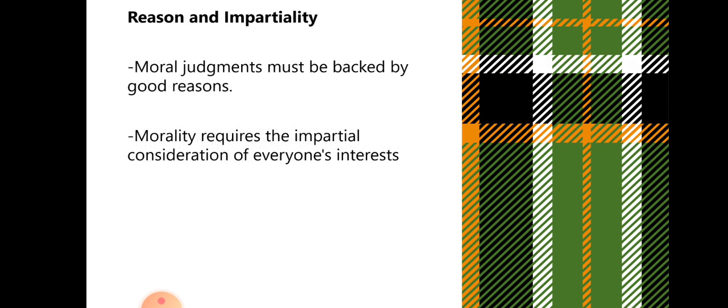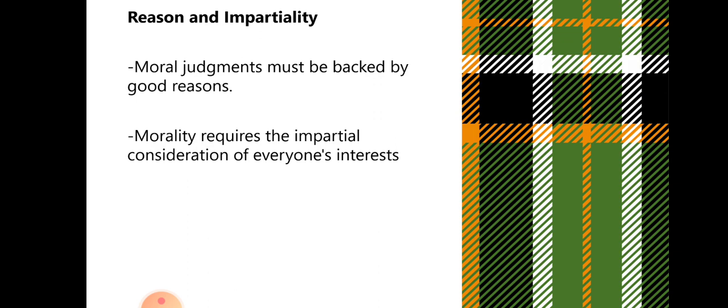Reason and impartiality. So we connect this particular case to our discussion, which is reason and impartiality. So moral judgment must be backed by good reason. So here, what this is trying to tell us is that whatever judgment we make, it must be backed by good reason.